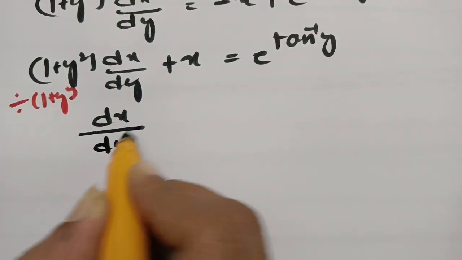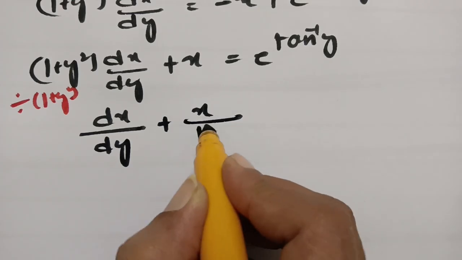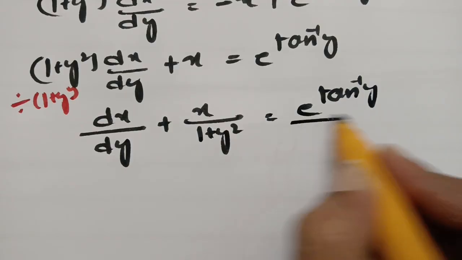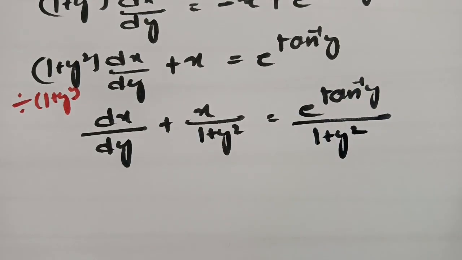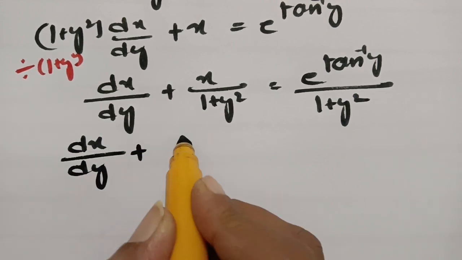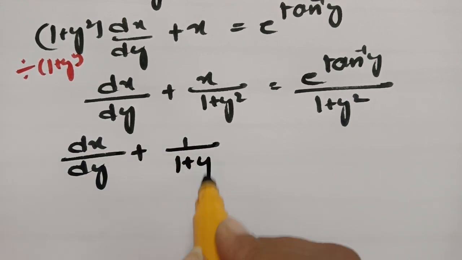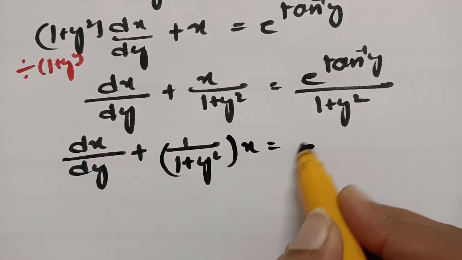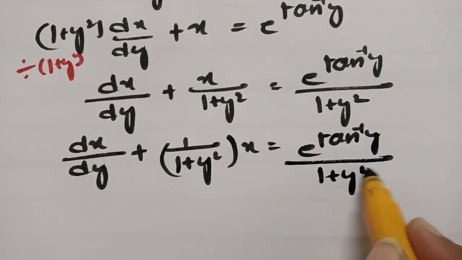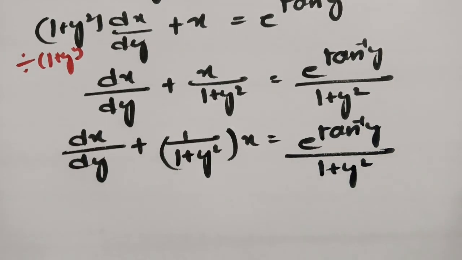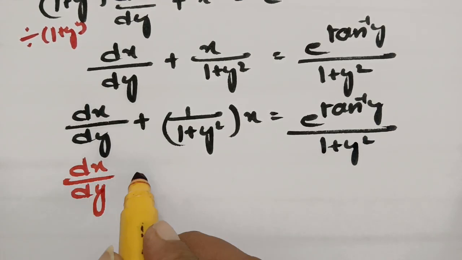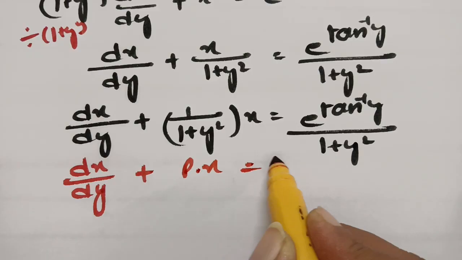So here what remains is dx by dy plus x times 1 by (1 plus y square) is equal to e power tan inverse of y by (1 plus y square). Now if you observe this one, the equation is of the form dx by dy plus px is equal to q.